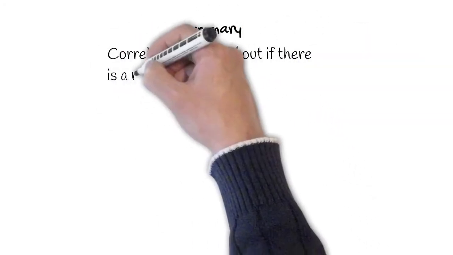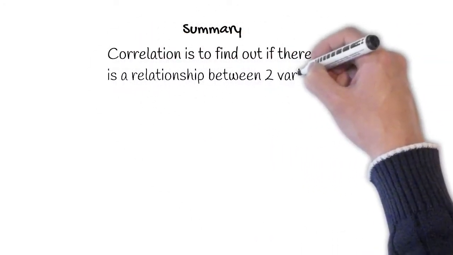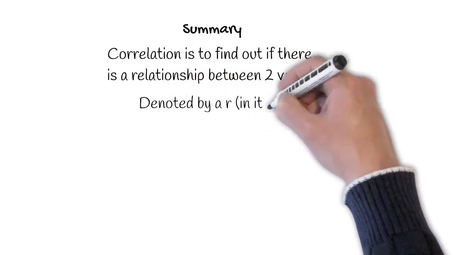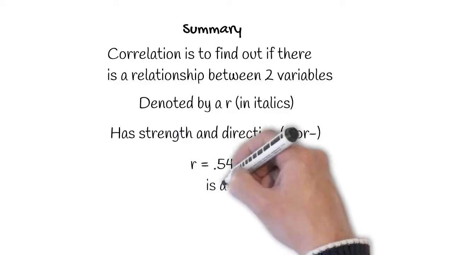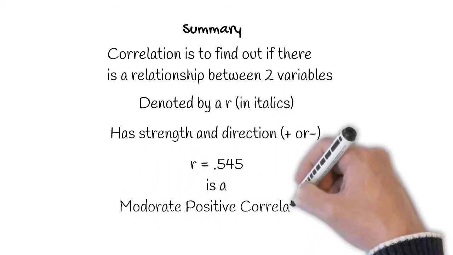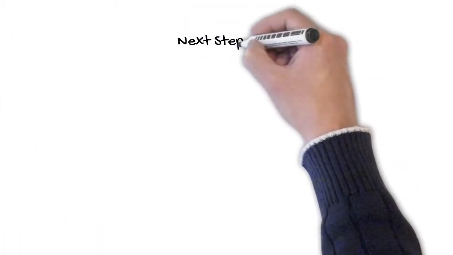Summary. Correlation is to find out if there's a relationship between two variables. Denoted by R in italics, has strength and direction, negative or positive. R equals 0.45 is a moderate positive correlation.